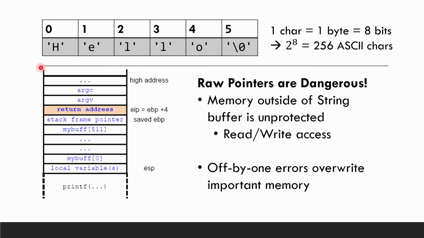One unfortunate consequence of this sort of primitive level of object storage is that we depend a lot on raw pointers. And we've discussed in the past how raw pointers are dangerous, because the memory outside of the string buffer itself is unprotected. In fact, we get universal read and write access to every single byte in memory when we run a program. Off by one errors are going to overwrite important memory.